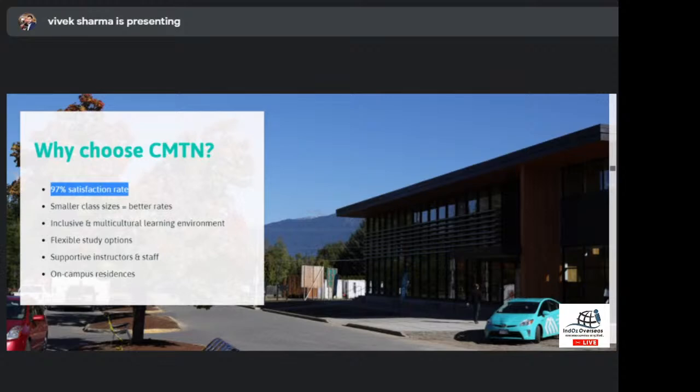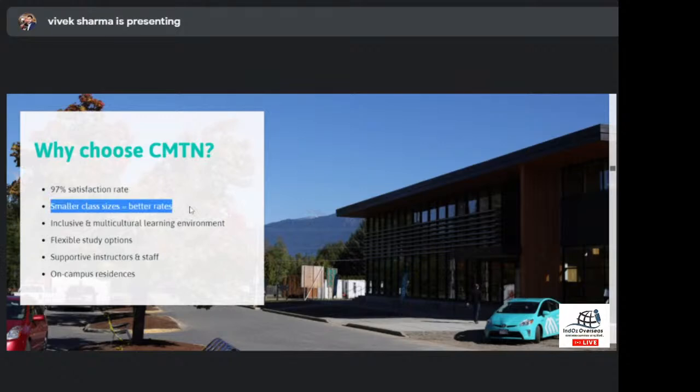Mountain College, which means 97% of students get a job immediately after completion of their programs, or the rest of the students can proceed for their further studies, like a four-year bachelor degree or a master's in Canada, because we also run university credit courses here. Smaller class size equals better results.